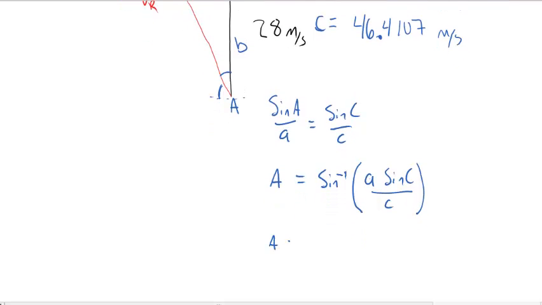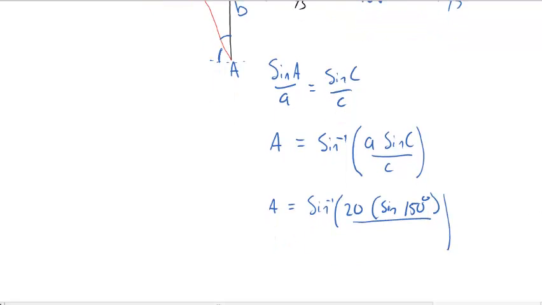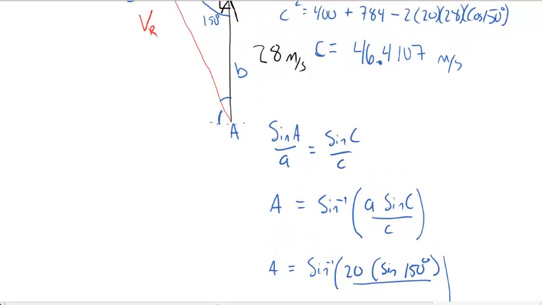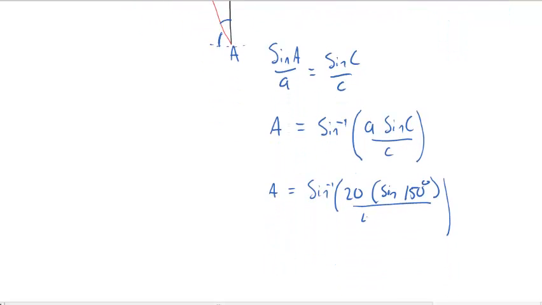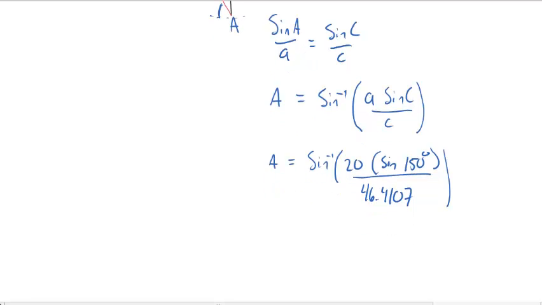So angle A then will be inverse sine of side A, which is 20, times sine of 150, divided by side C, which we just figured out was 46.44107. Notice I kept extra numbers longer. You want to keep numbers as long as possible, and then your final answer you can round off to 3 significant digits, but try not to round off early because it introduces rounding errors.